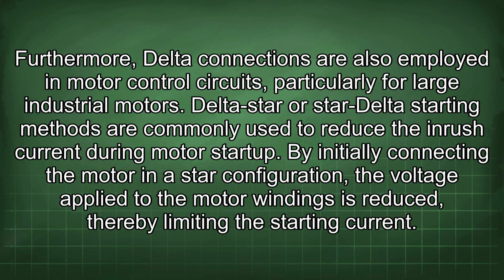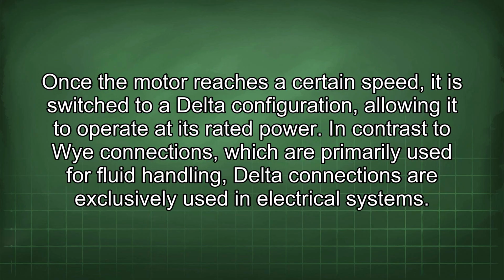Furthermore, delta connections are also employed in motor control circuits, particularly for large industrial motors. Delta-star or star-delta starting methods are commonly used to reduce the inrush current during motor startup. By initially connecting the motor in the star configuration, the voltage applied to the motor windings is reduced, thereby limiting the starting current. Once the motor reaches a certain speed, it is switched to delta configuration, allowing it to operate at its rated power.